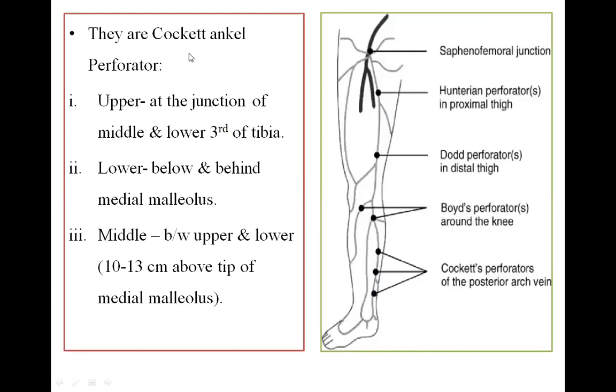They are known as the Cockett's ankle perforators. Here, 1, 2, and 3. The upper one is present at the junction of the middle and the lower 1/3 of the tibia. The lower one is present below and behind the medial malleolus, and the middle one is present between the upper and the lower, which is about 10 to 13 centimeters above the tip of the medial malleolus. So these sites are fixed. So there are 3 Cockett ankle perforators: upper, lower, and the middle.